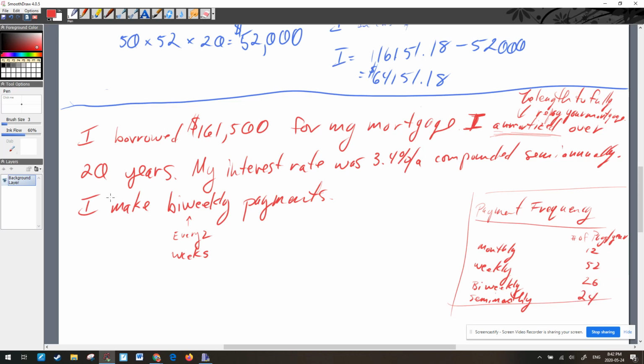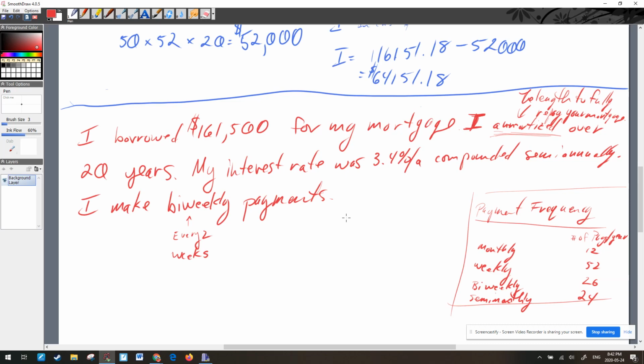Okay, so I borrow 161,500 for my mortgage. I amortized over 20 years. That means that's how long the mortgage takes to get paid off. My interest rate was 3.4% per annum, compounded semi-annually, and I make bi-weekly payments. That's a huge amount of information, and trying to calculate these things by hand is super challenging. Okay, it really is challenging.